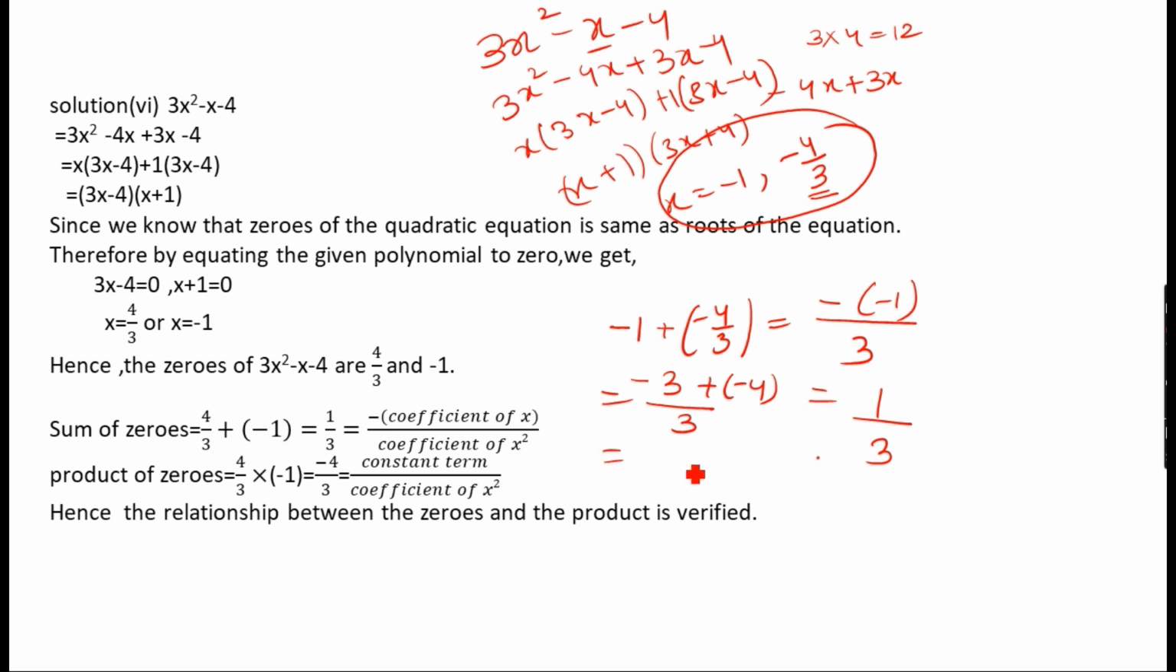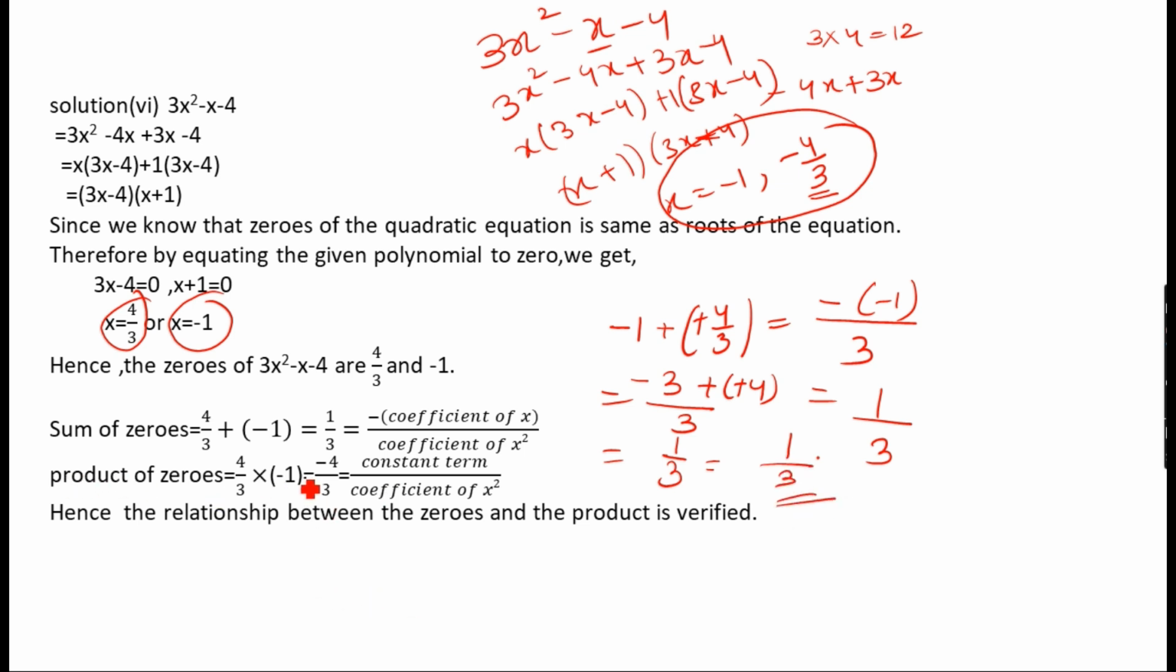3. Here we get the zeros of the polynomial, 3x minus 4. Therefore, the value of x is 4 by 3 and minus 1. On adding these two terms, we get 4 minus 3 is 1 by 3. So therefore, we get 1 by 3.